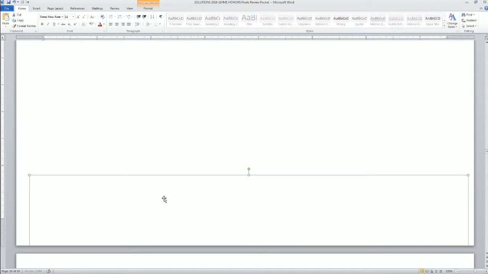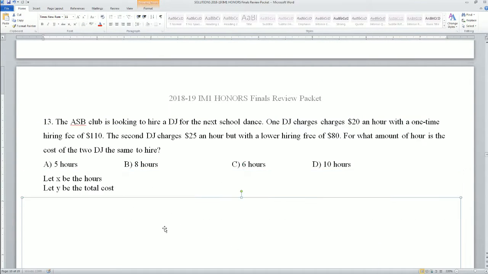All right. Let's look at 13. The SB Club is looking to hire a DJ for the next school dance. One DJ charges $20 an hour with a one-time hiring fee of $110. The second DJ charges $25 an hour but with a lower hiring fee of $80. For what amount of hours is the cost of the two DJs the same to hire?